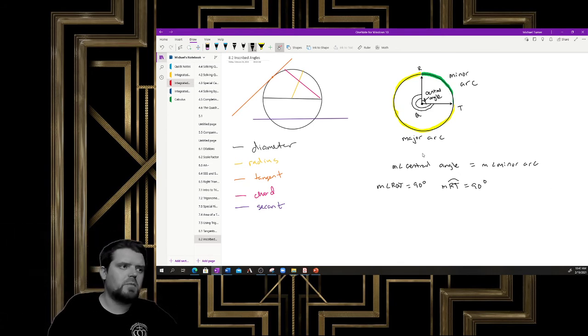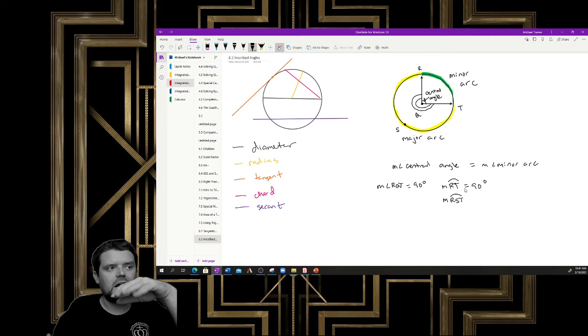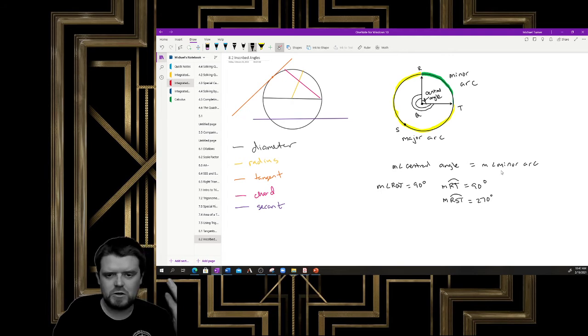If I asked you for the measure of the major arc, then we would have to have some other point here to indicate that we wanted to measure the major arc. So for instance, let's say I threw another point on the circle S there, then the measure of arc RST would indicate the major arc, and so it would be 360 minus 90, which would be 270 degrees, like so. That's the first theorem that you want to be familiar with. There's a couple questions that are like that.